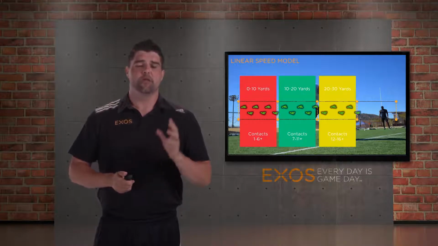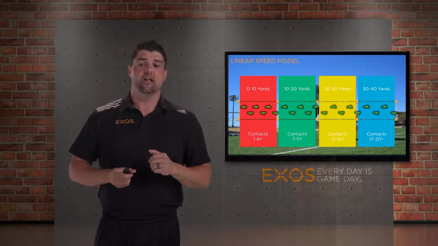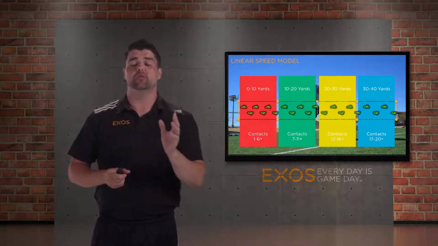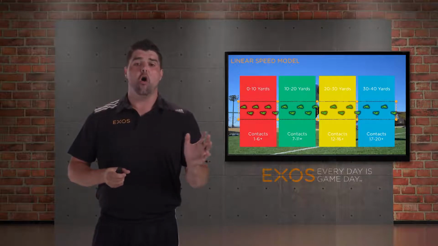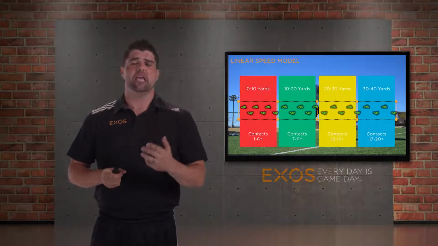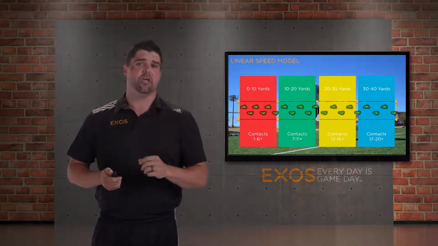And then finally, 30 to 40 yards, assuming the individual is not slowing down, and anybody who's in a big skill or skill-type position at the Pro Football Combine is not slowing down at this stage in the race, they're roughly making their contacts 17 through 20. So some of our athletes are taking as low as 3 to 4 steps over that last 10 yards. Others are taking as high as 5, again, strictly based on technique and how much they weigh.